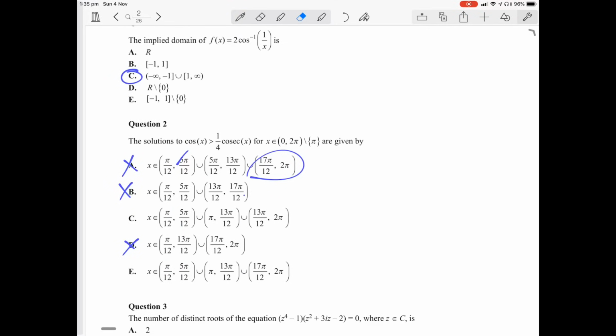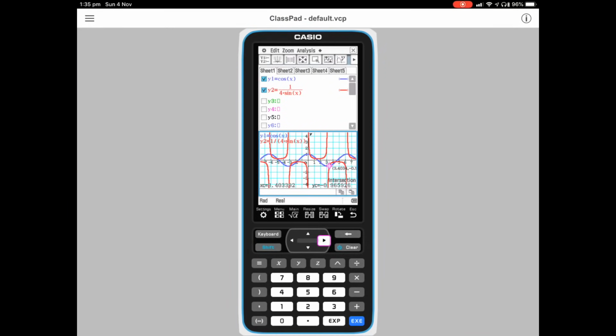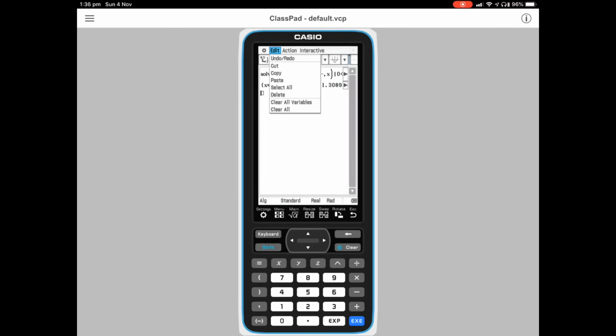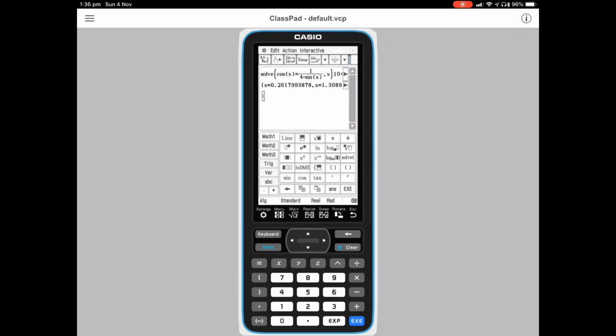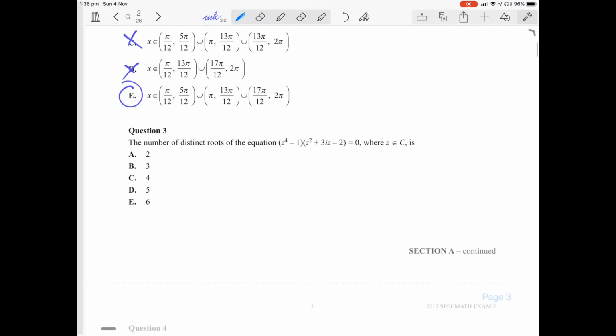So the next thing we need to do is work out our next intersection point, 13 pi on 12 or 17 pi on 12, which is here, 4.456. So then we can go 13 pi divided by 12 decimal. But if we did 17, okay, so that's our answer. Now we've got to speed it up.